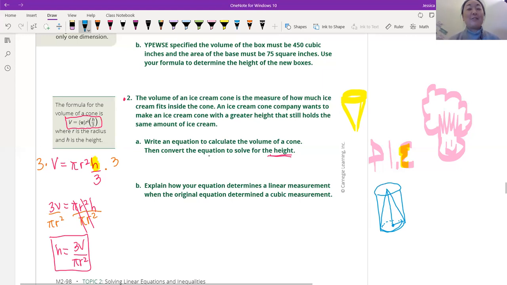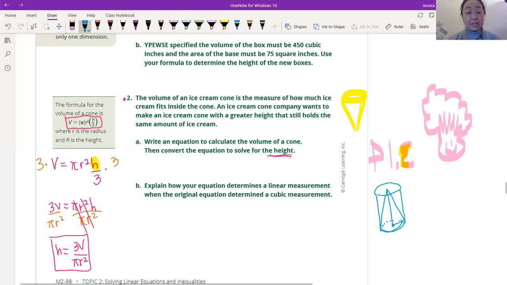Just a little tidbit for those of you who watched this video. Here we go. We have this right here, and we're solving for h. We're going to get rid of this fraction, so we multiply both sides by 3. What we have left is 3v equals pi r squared h.